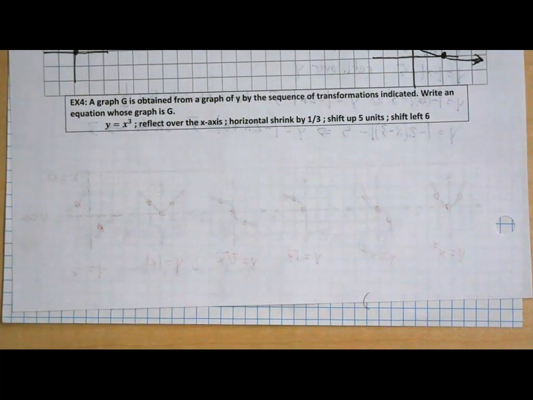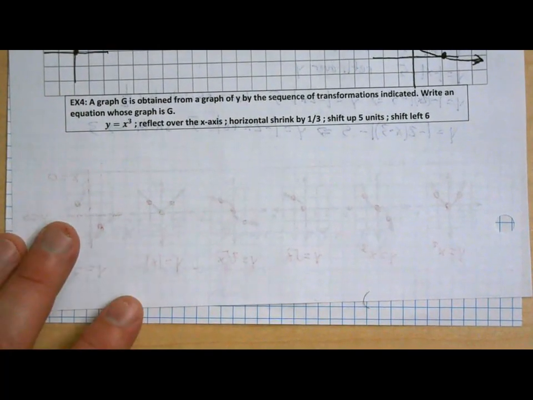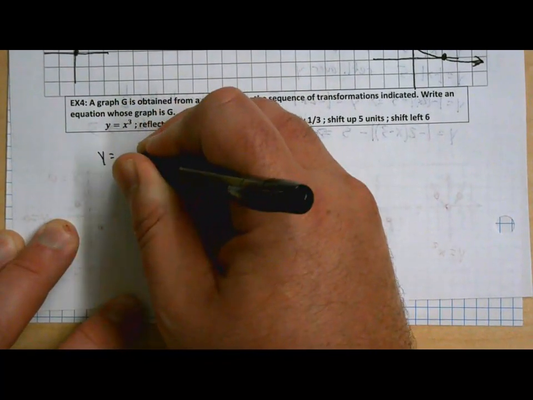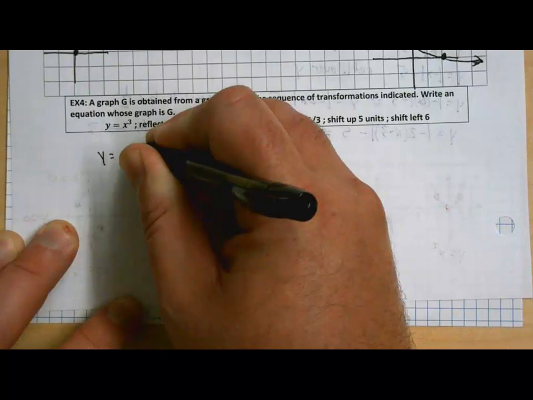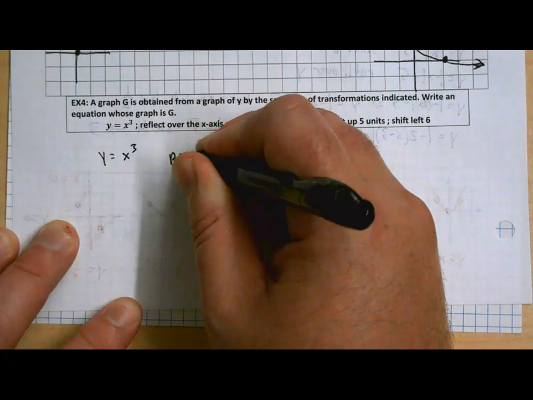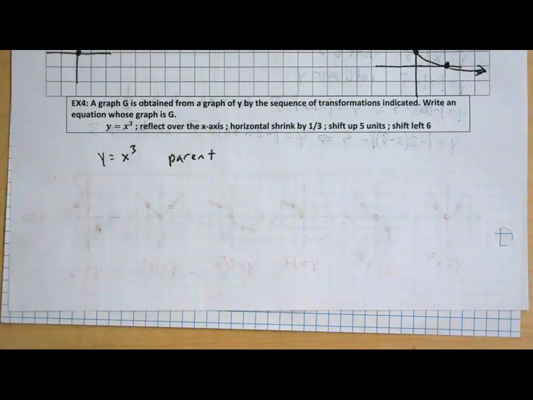Last one. A graph G is obtained from the graph by the sequence of transformations indicated. So this time around, the order does matter, so we'll have to be careful about that. We'll go ahead and write our equation, and then I'll come back and show you the cheat code. I keep trying to repeat it so I don't forget. All right, so here we go. We're going to start with y equals x to the third, which is our parent. And then we'll go through the steps.